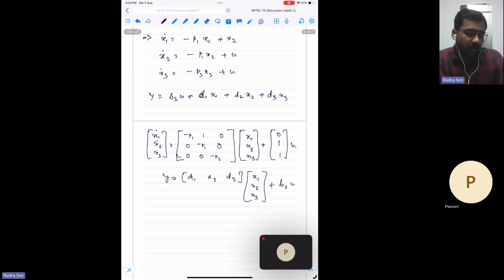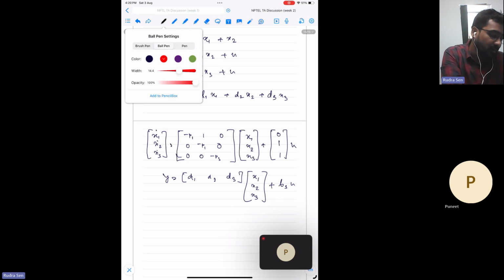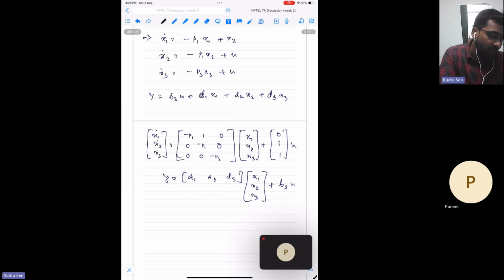So you can see one thing: in the case of Jordan canonical form, this term is 1 and this term is 0. But in the case of diagonal canonical form, this term is 0 and this term is 1. So this is basically the difference that you can see.